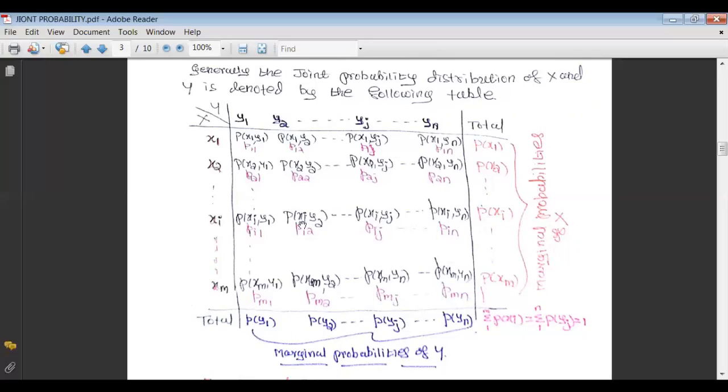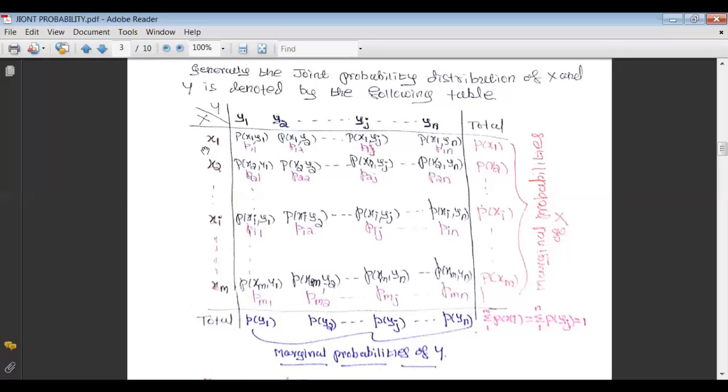Before that, let us know one more thing. These joint probabilities are sometimes also represented by P11, which means the probability that x takes the value x1 and y takes the value y1. Similarly, P12 means the probability that x takes the value x1 and y takes the value y2. Like that, P11, P12, P1j, P1n, the joint probabilities can be represented in general as Pij, which represents the probability that the variable x takes the value xi and the variable y takes the value yj.